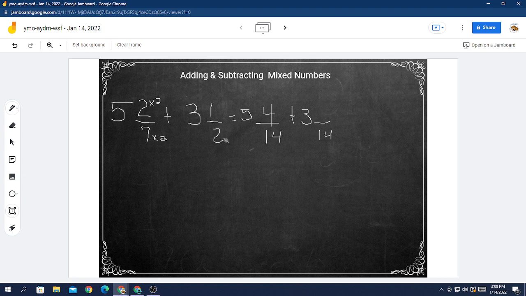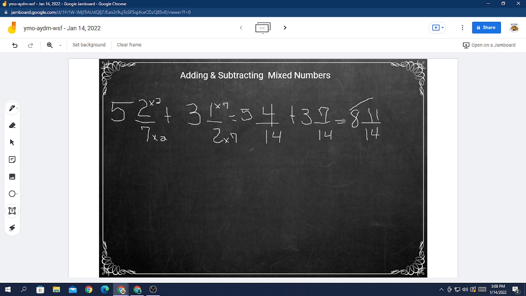Again, the same number multiplied by 2 is the same number we will use to multiply by our numerator 1, which would be 7. Now, we begin by copying our denominator. We add our numerators, which will give us 11, and we add our whole numbers, which will give us 8. So we will have 8 with 11/14.